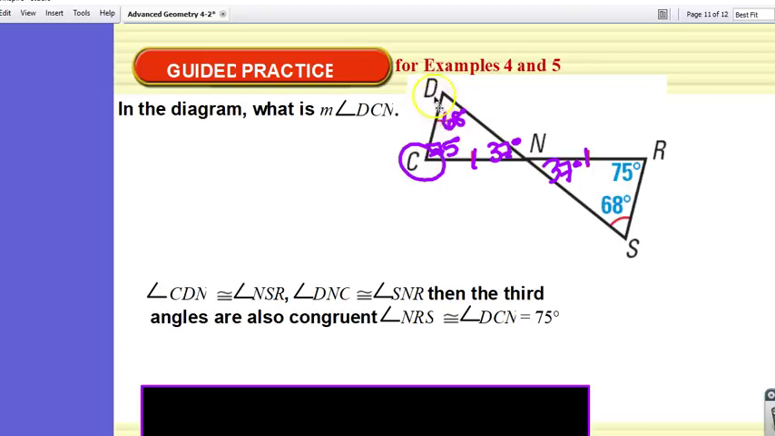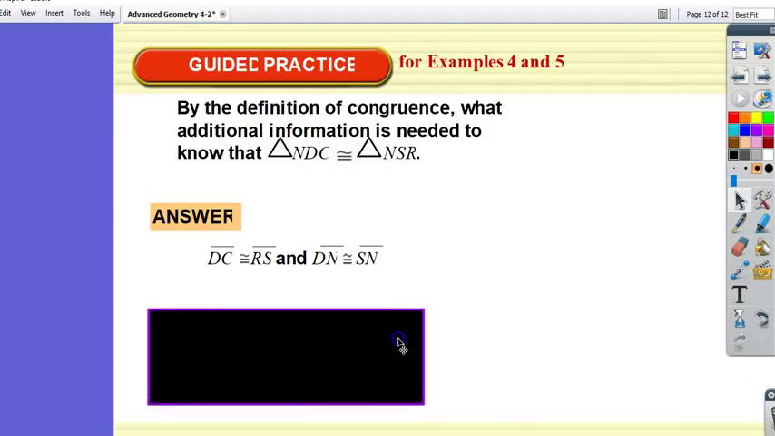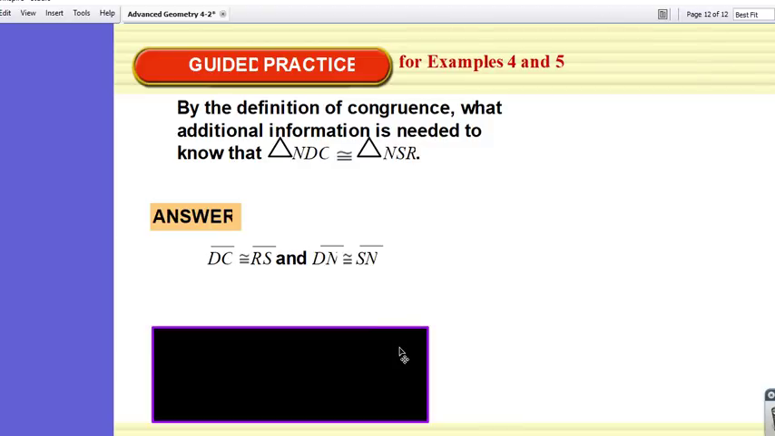We need to know about DC. We need to know that DC is congruent to SR, and we need to know that DN is congruent to SN. If we know those two last pieces of information, then we know that they have all equal sides and all equal angles, therefore they are congruent, right? So we just need to prove those last two sides. We just need to know that those last two sides are congruent, and then we know that the two triangles are congruent. And that is everything.